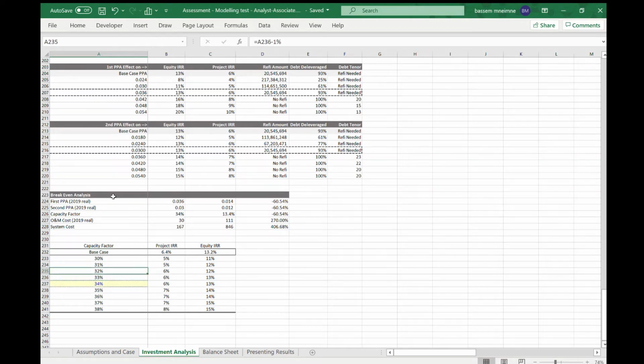So as the capacity factor changes, how does it change my IRR from both a levered IRR and an unlevered IRR?